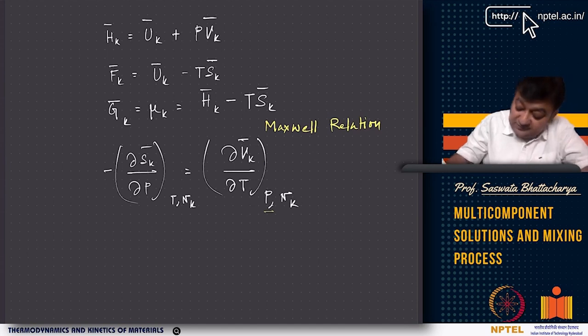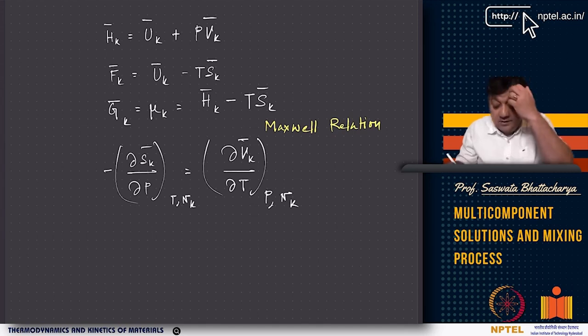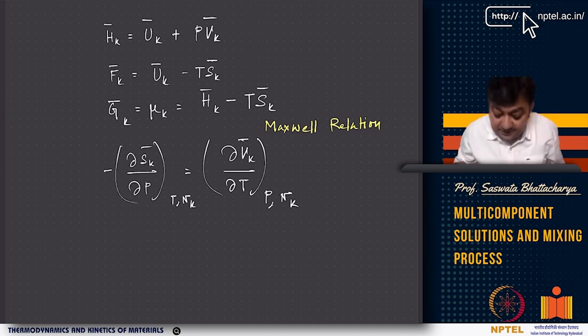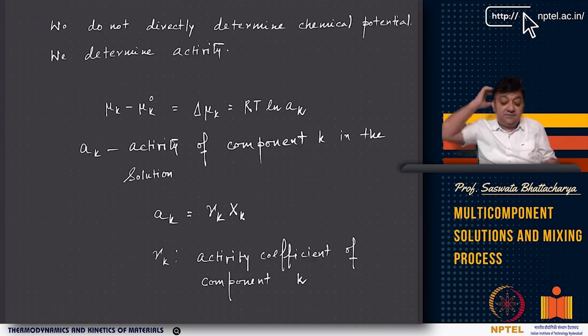If the mole numbers are fixed and pressure is fixed, and here it is temperature and mole number. So, del Sk del P minus del Sk bar del P equals del Vk bar del T. This comes from the equality of the second derivatives.